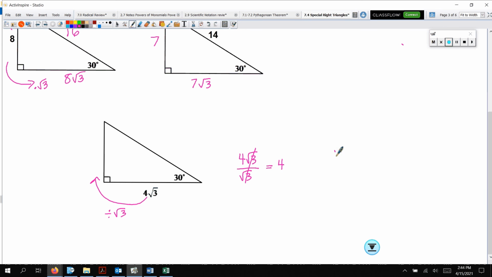I can show all the steps, right? Originally we had 4 root 3 over root 3. We need to rationalize the denominator, so we multiply by root 3 over root 3. Then that gives me 4 times root 9 over root 9, which is 4 times 3 over 3, which is 12 over 3, which is 4. I still got there, but in a heck of a lot fewer steps, okay? So now I have the short leg is 4. To go from the short leg to the hypotenuse, we multiply by 2. 4 times 2 is 8.